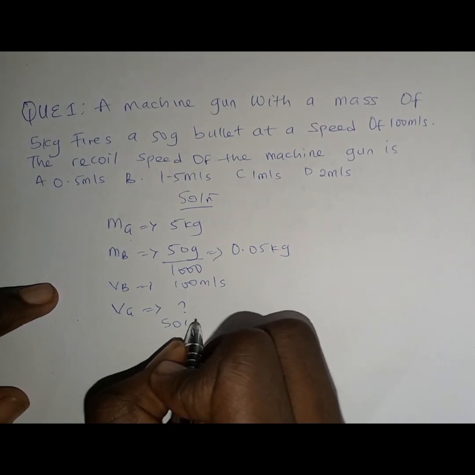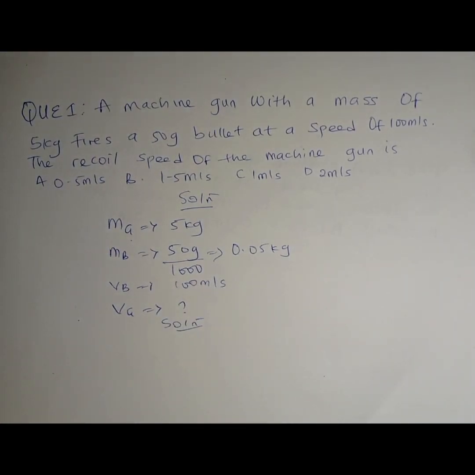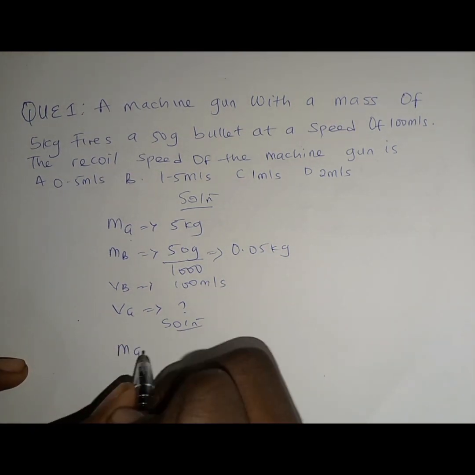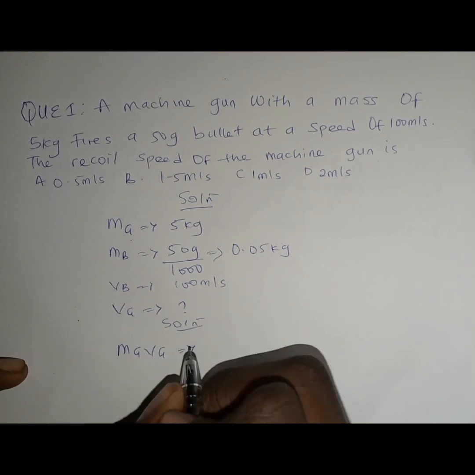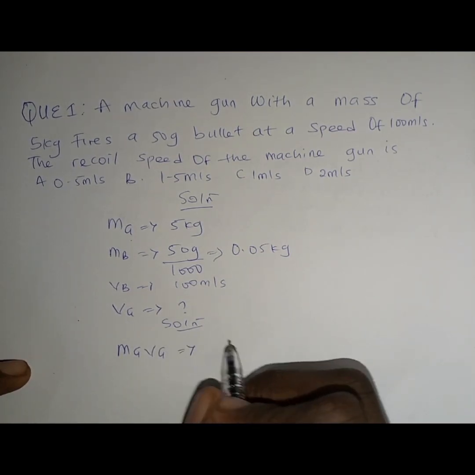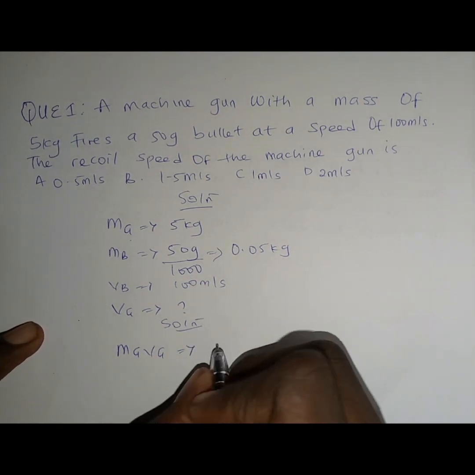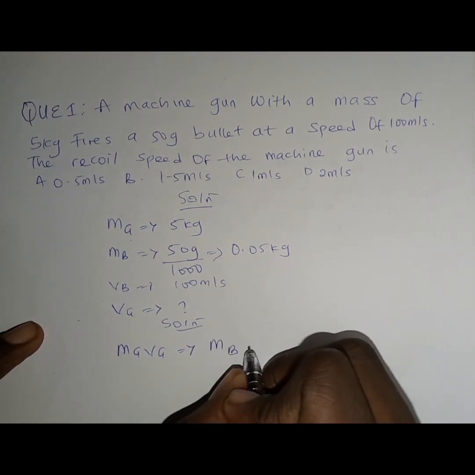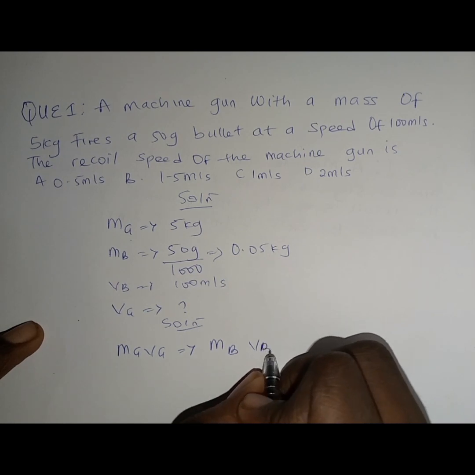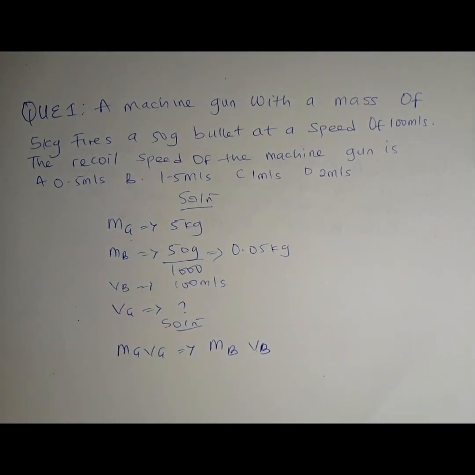A solution, now the formula to use when you hear recoil and when there is comparison between mass of gun, its bullet, its velocity of the gun, and the velocity of the bullet. When you are given these four parameters, the formula to use is simply mg vg. That is, the momentum of the gun is directly proportional to the momentum of the bullet, which is mb and vb.